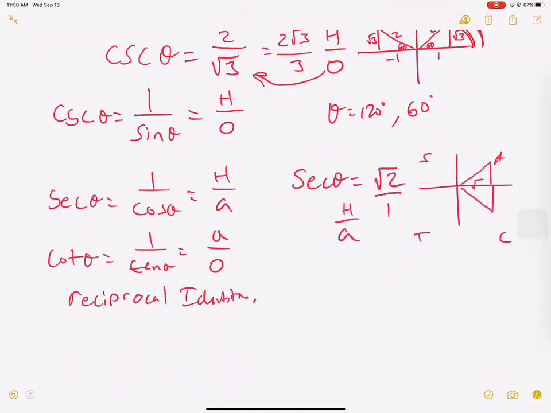Hypotenuse is square root of 2. And adjacent is positive 1. Opposite is going to be 1 also. It's a 1, 1, square root of 2 triangle. I oftentimes, for cosine, just write it right in the middle because it's the same side.